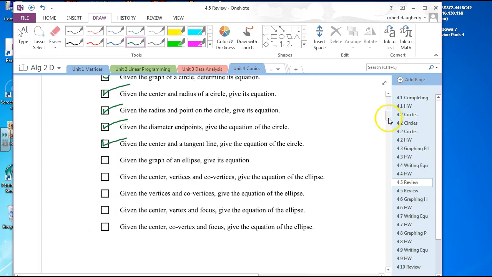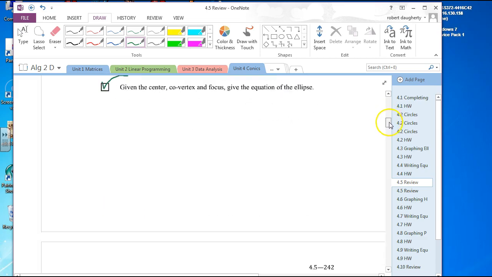If I graph an ellipse, can you give me back the equation? If I give you the center of an ellipse, vertices and co-vertices, can you give me back the equation? If I give you the vertices, co-vertices, can you give me the equation of the ellipse? You have to find the center in that case. If I give you the center, a vertex, and a focus, or if I give you the center, a co-vertex, and a focus, come back with the equation of the ellipse. So we'll work through some examples of some of these as we go forward.